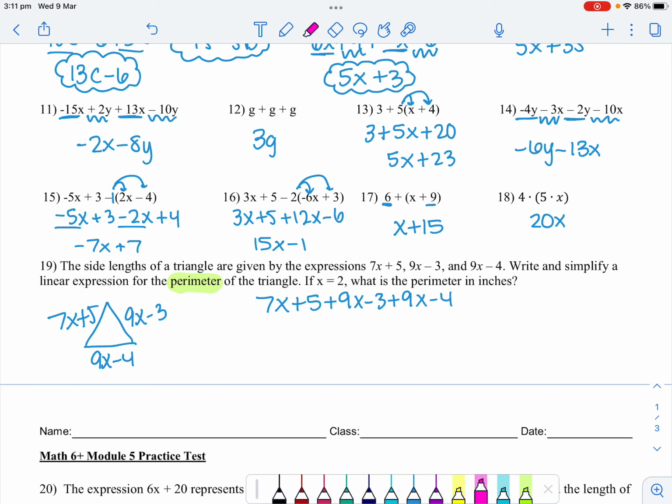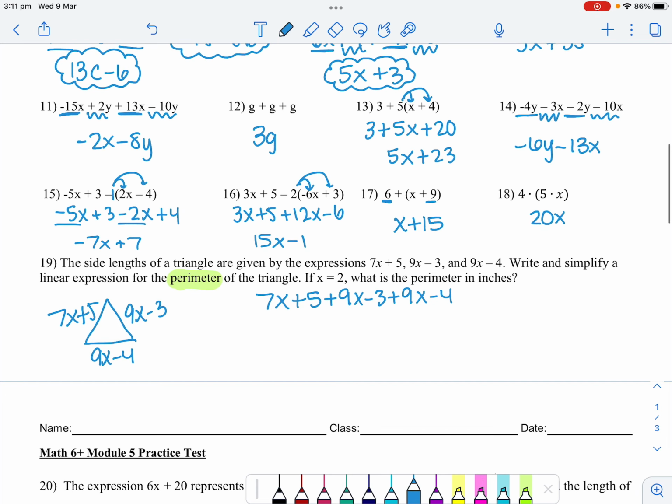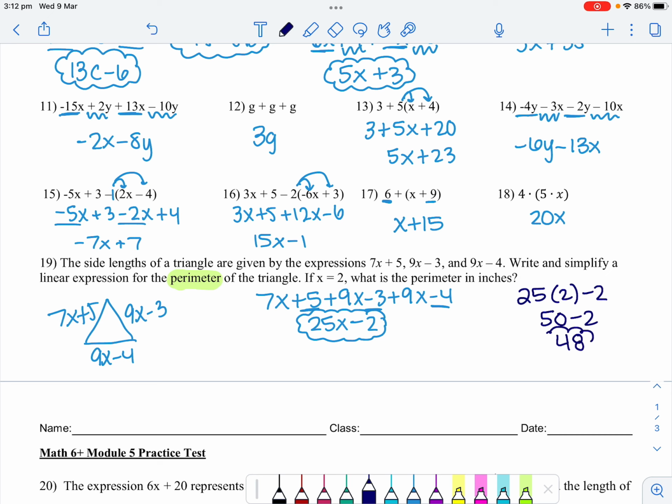So 7 plus 9 is 16. 16 plus 9 is 25x. 5 minus 3 is 2, minus 4 more is going to be negative 2, so minus 2. So here's my simplified expression. And then I want to plug in the number 2. So 25 times 2 minus 2 is going to be 50 minus 2, which is 48 inches.